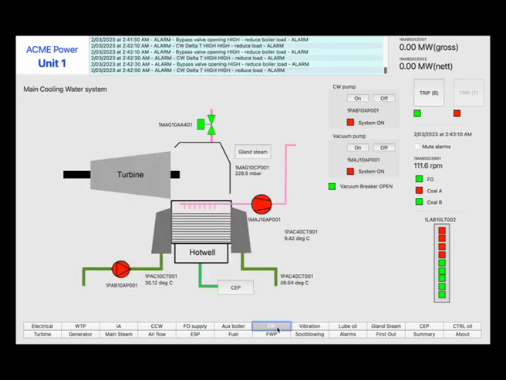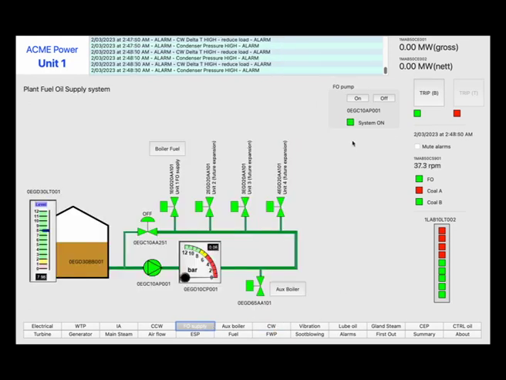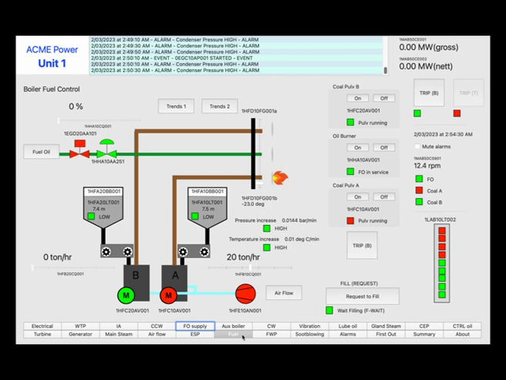Bypass operation causes condenser pressure and condenser cooling water outlet temperature to be high. We must reduce the boiler firing rate further to ensure these values are reduced. Start plant fuel oil supply system. Start fuel oil burner. Reduce pulverizer coal flow controller to 10 tons per hour.